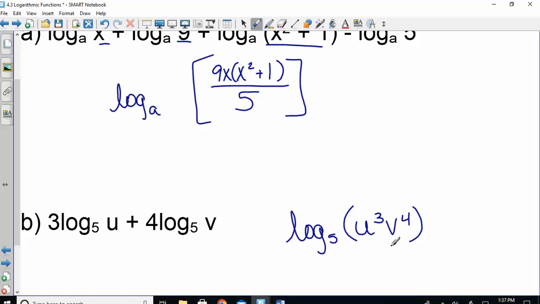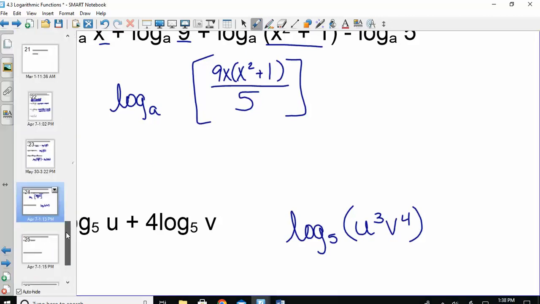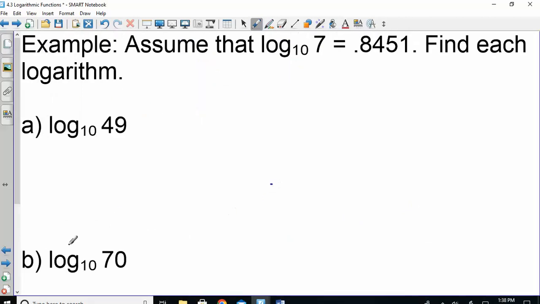The last example I want to do from this section is just practice using these properties a little bit more, but in a different way. So I'm going to tell you that log base 10 of 7 is equal to 0.8451. So then I want to use that fact to find these answers. So log base 10 of 49.